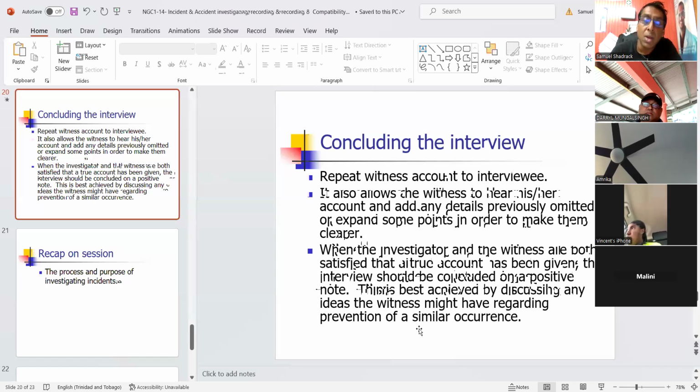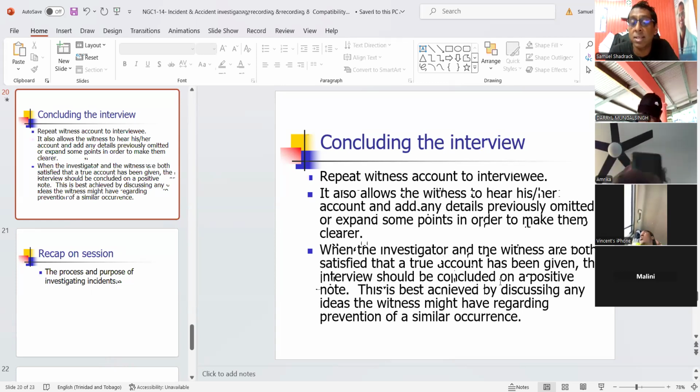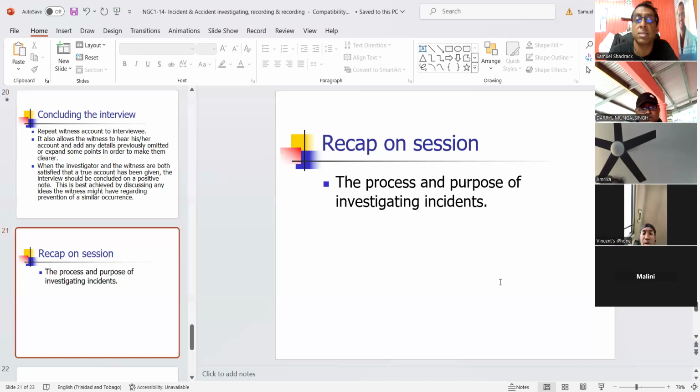Concluding the interview, repeat the witness account to the interviewee. Normally it's written down anyway. It allows the witness to hear his or her account and add any details previously omitted or expand some points in order to make them clearer. When the investigator and the witness are both satisfied that the true account has been given, the interview should be concluded on a positive note. This is best achieved by discussing any ideas the witness might have regarding the prevention of a similar occurrence, right?